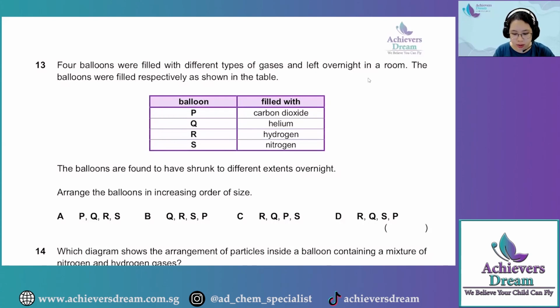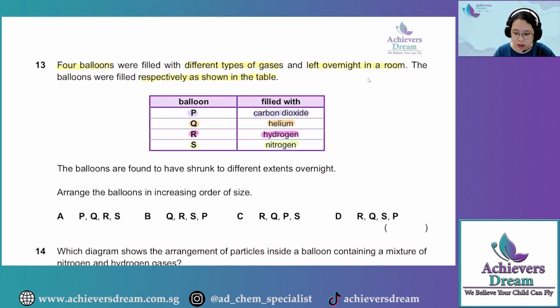Question 15. 4 balloons were filled with different types of gases and left overnight in a room. They were filled respectively as shown in the table. So we have balloon P, which is filled with carbon dioxide. We have balloon Q, which is filled with helium. We have balloon R, filled with hydrogen. And balloon S, which is filled with nitrogen.